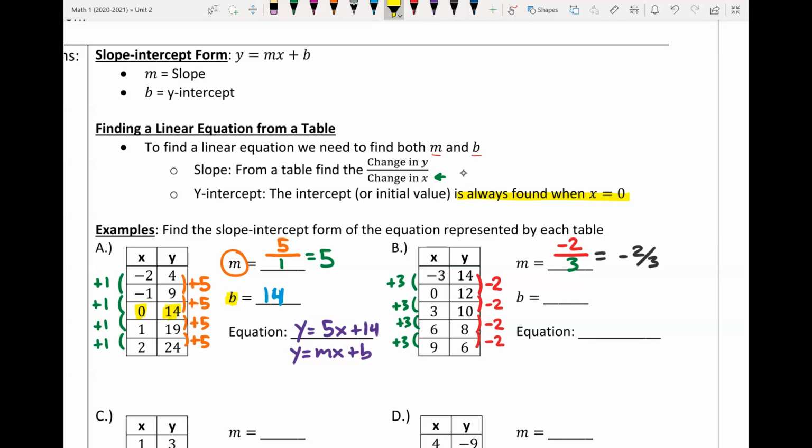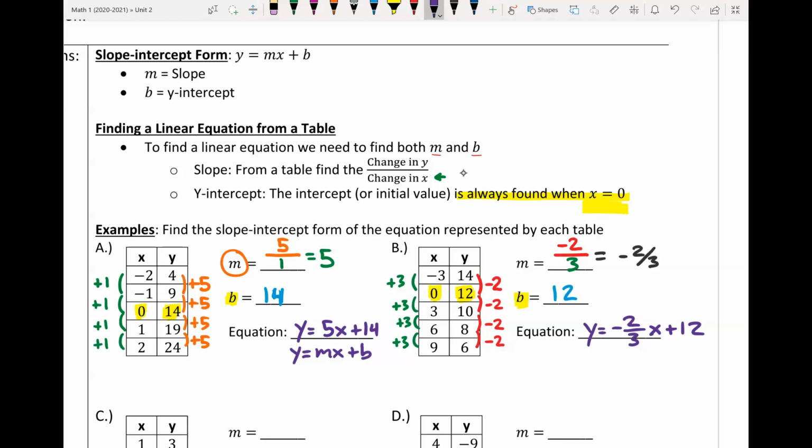Alright, let's go ahead and find our y-intercept again. That is when x equals 0. So I look, here's my x equals 0, that's where my initial value is. So my slope, or not slope in this one, my y-intercept is 12. So then my equation would be y equals negative 2/3 x plus 12. And that one's done. I have found the equation to that table.